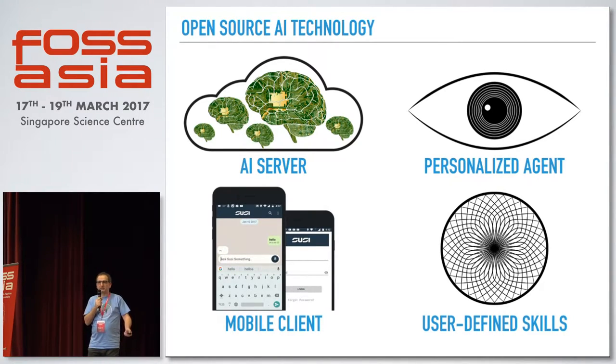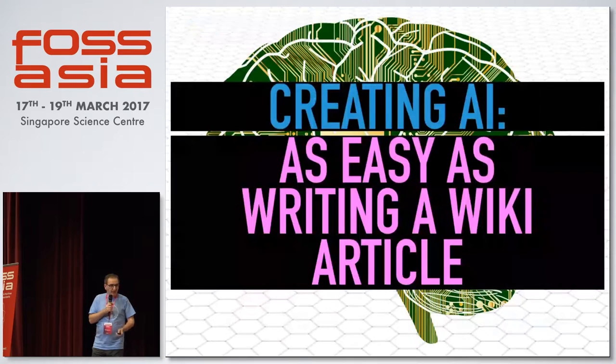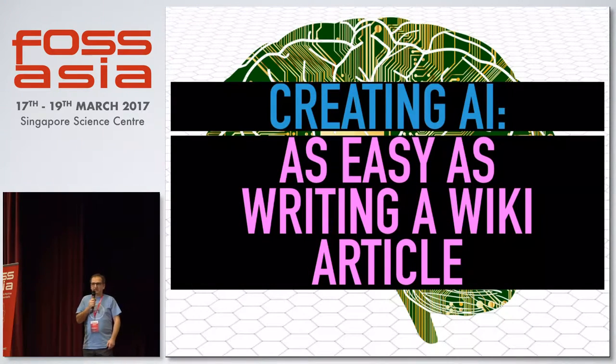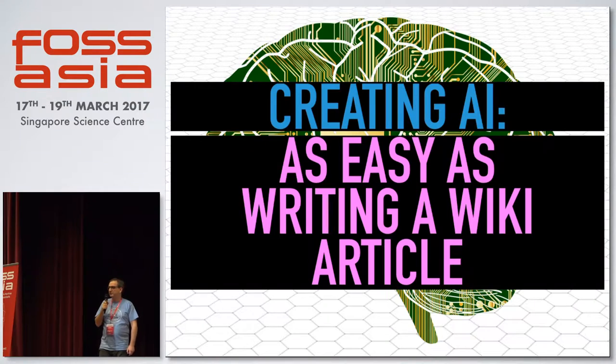And that's a very important thing. If everything else is provided already, then the only thing you have to do is create your own skills. And the important message here is creating your own skills should be really easy. It should be as easy as creating a wiki article. And that's the main idea. Creating AI should be as easy as writing a wiki article. And I will show you how this works.